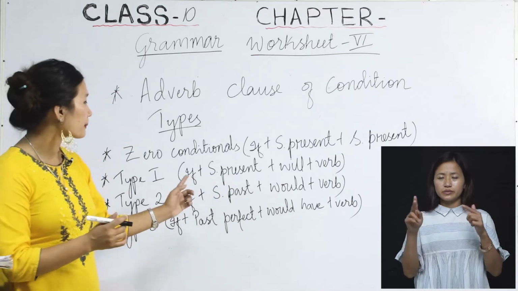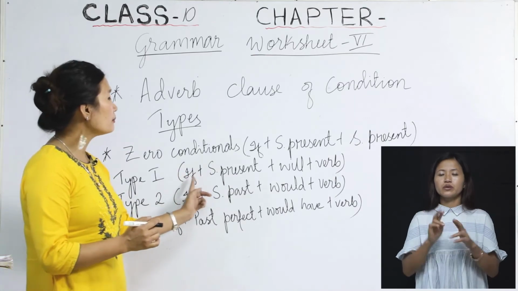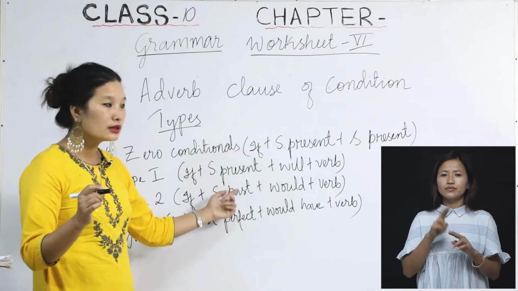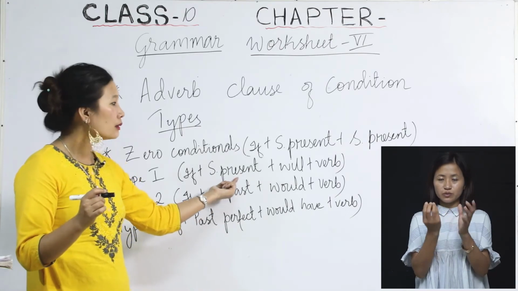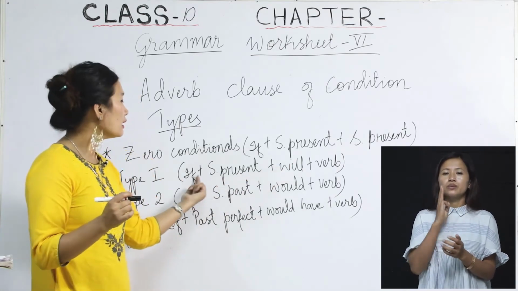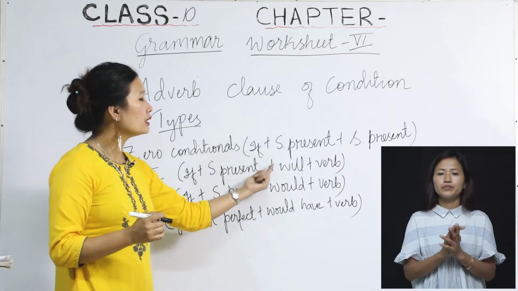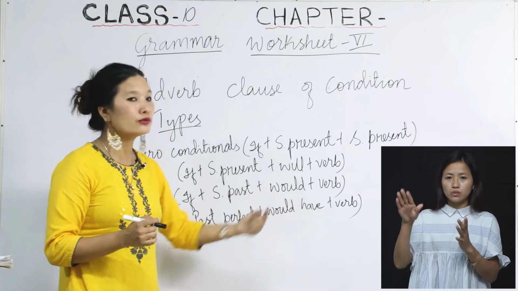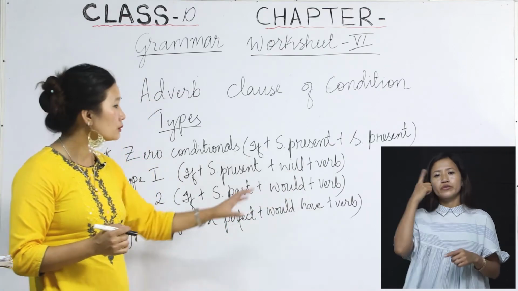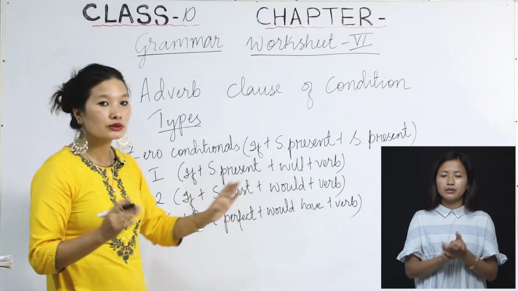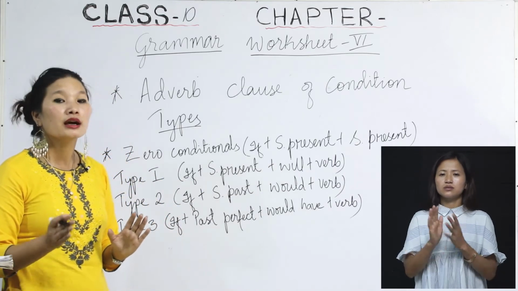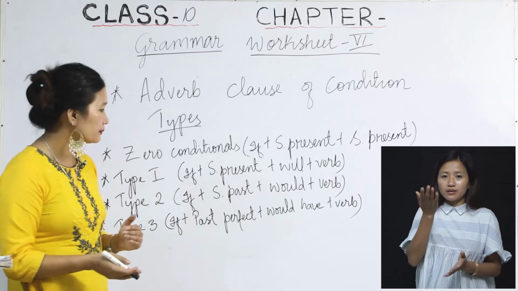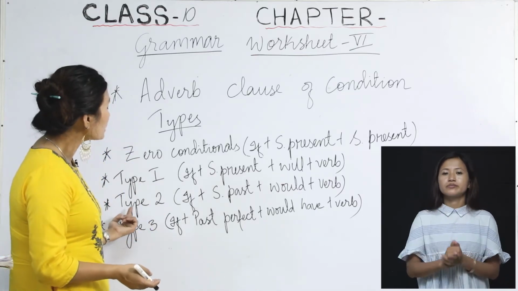I repeat again, the formula: if plus simple present. If our team wins, the word wins makes it a simple present, right? Plus will plus verb. Okay, if our team wins, we will go. Will plus verb is will go, isn't it? We will go for a picnic. So there is a very high chance for this team to go for a picnic, and that is why it is called likely conditionals. And the next one is type 2.